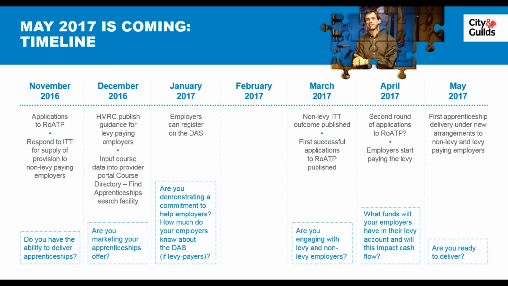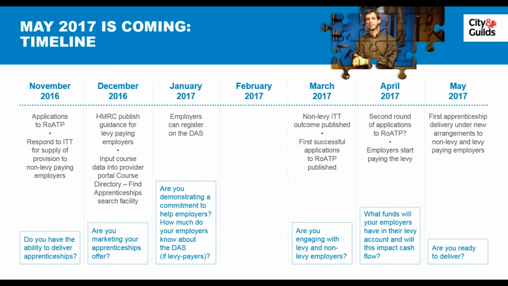But actually in April, employers will start to feel the first monthly instalment come out of their bank accounts via HMRC. So again, do you understand what your levy paying employers are actually contributing? And also, if you're working with them currently through existing apprenticeship programmes, what impact does that actually have in terms of the cash flow moving forward?